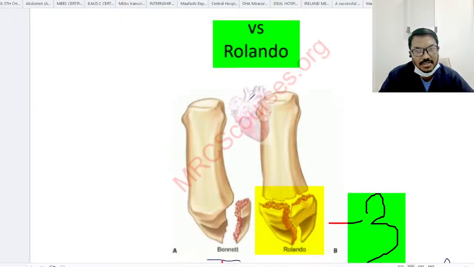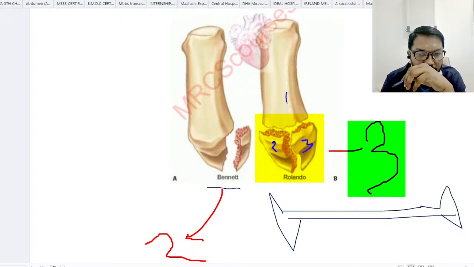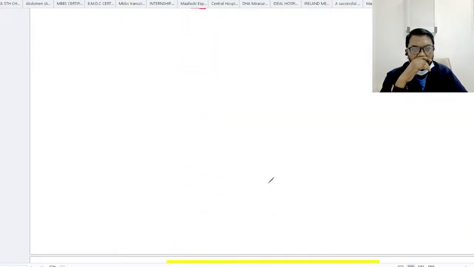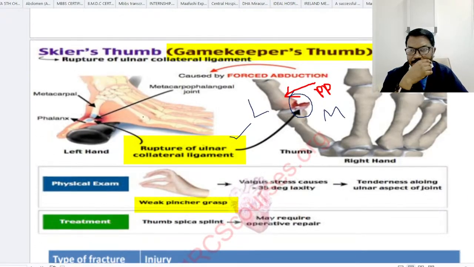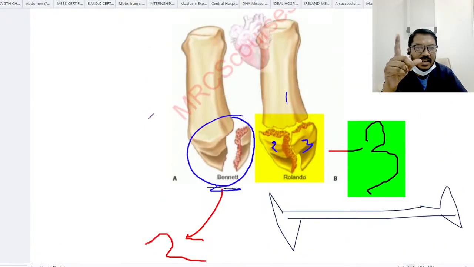This is Bennett and Rolando. Rolando, you can remember one, two, and three. Three fragment. It is Rolando. But if it is two fragment here, then it is Bennett. This is phalanx.